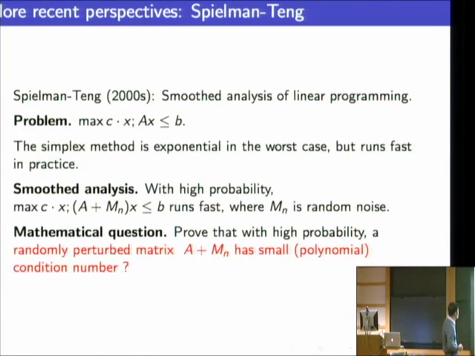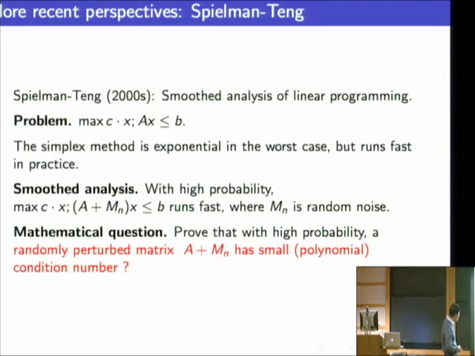And the explanation they come up with involves randomness, namely that they argue that basically you will never work with this matrix A, but because of random noise, you will work with a random perturbation of it. And what they prove is that with high probability and Gaussian random noise, a certain implementation of the simplex algorithm will run fast with high probability.